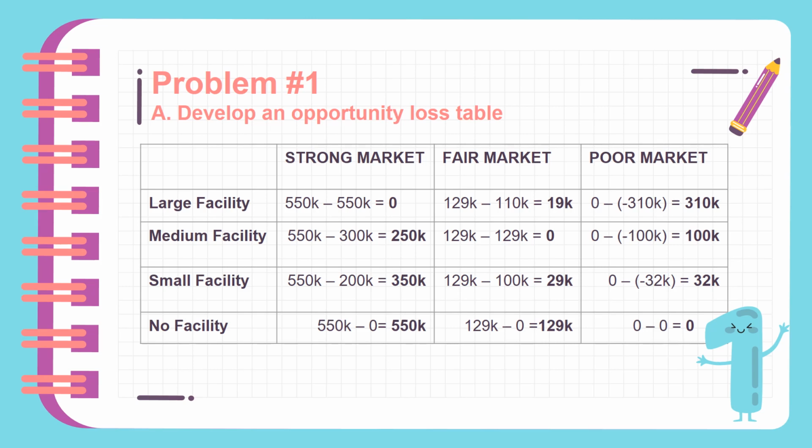For the poor market, the best payoff is zero, since all the others are negatives. So zero less negative 310,000 equals 310,000 for the large facility. Zero for the medium facility, zero less negative 100,000 equals 100,000. Small facility, zero less negative 32,000 equals 32,000. And then for the no facility, zero less zero equals zero.